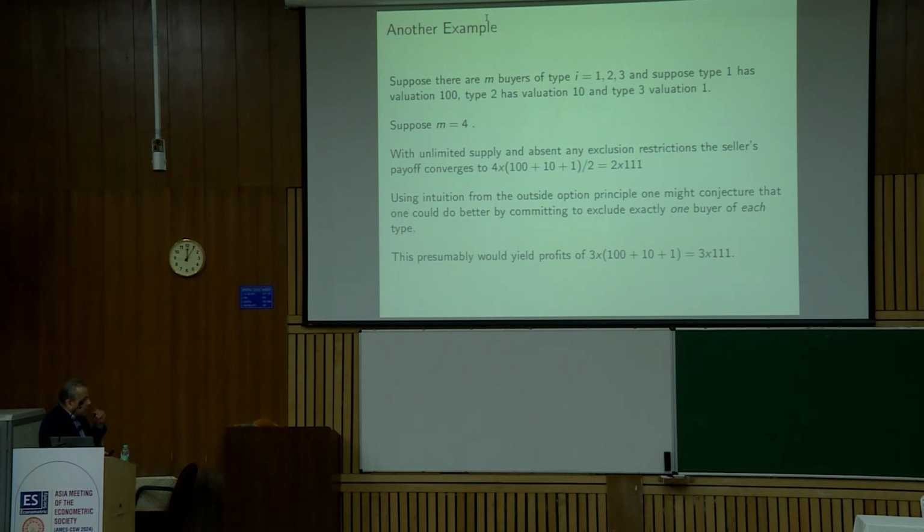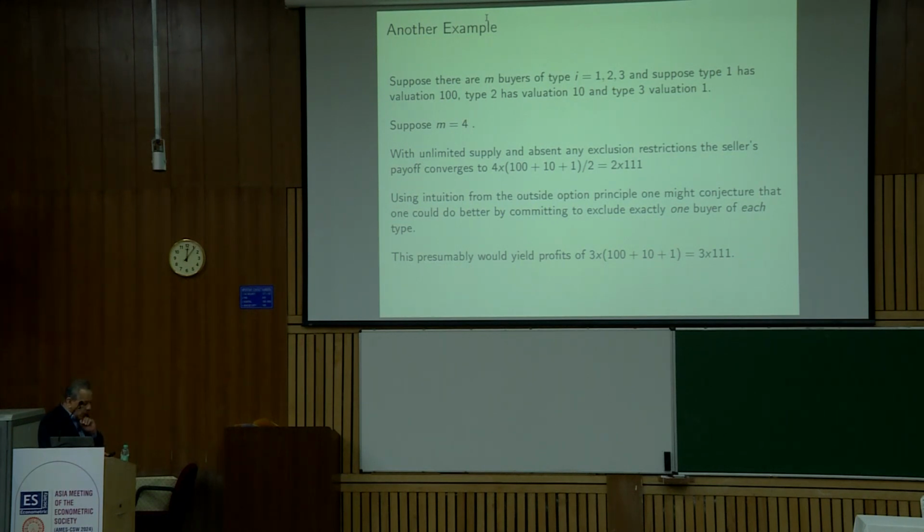And borrowing the intuition from the outside option principle that I talked about earlier, when you're dealing with, let's say, type 1 with valuation 100, you will be able to extract all surplus from each of those buyers, because the relevant outside option for that type is actually one of them who has a valuation of 100.